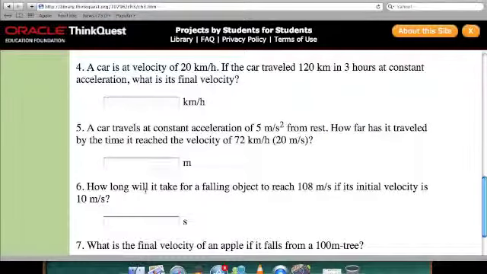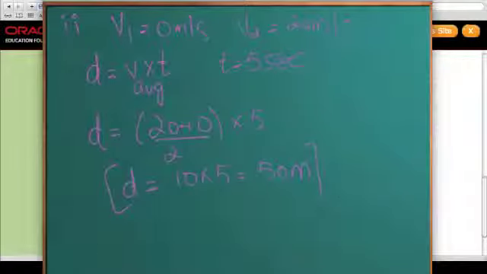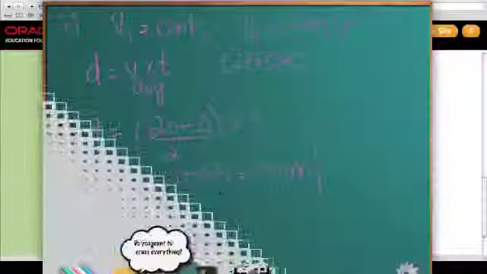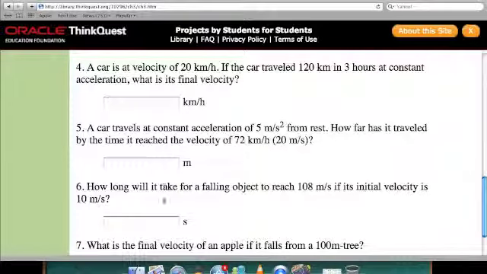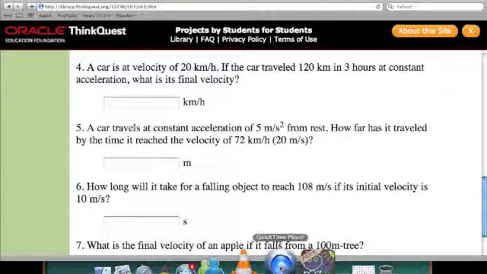How long will it take for a falling object to reach 108 meters per second if its velocity is 10 meters per second? So in this case, example number 3, the question says, how long will it take for a falling object to reach 108 meters per second if its initial velocity is 10 meters per second?